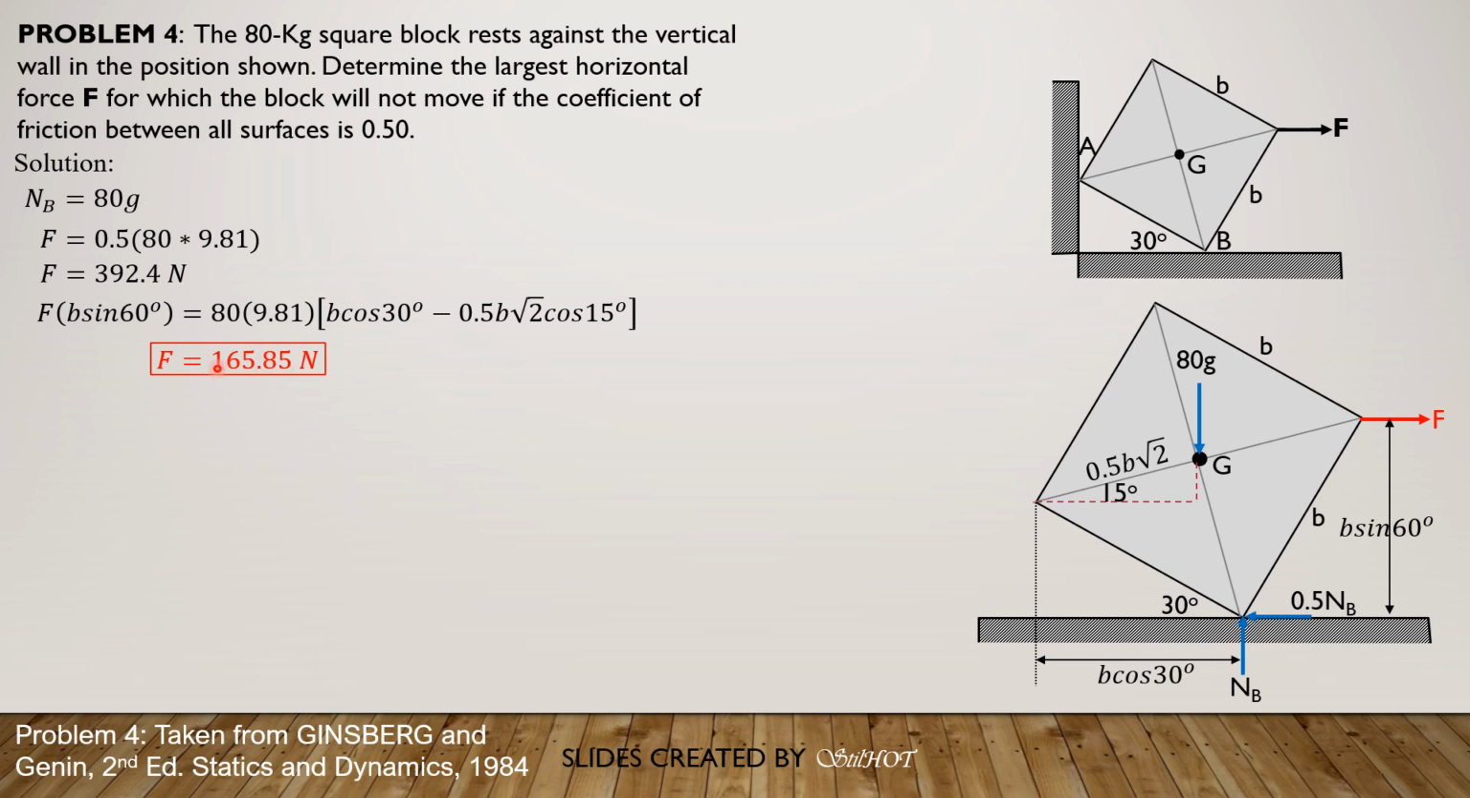That's because this is smaller than 392.4, it means tipping occurs first before sliding. And in fact, there's no way for sliding to occur if we have to compute the largest horizontal force F for which the block will not move. Increasing that force F will cause the block to tip.